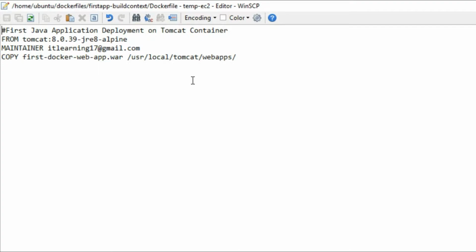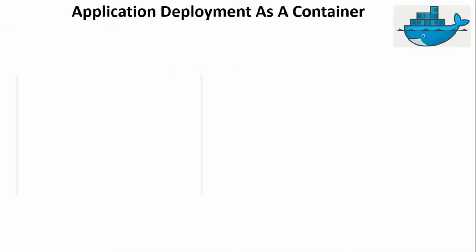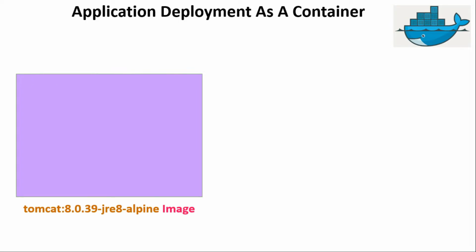Out of which the first line is as usual the Docker file comment line. The second line is related to choosing the base image. And friends, the base image which we took here is Tomcat 8.0 with JRE or Java software already installed inside this image. And friends, the reason why we chose this image as the base image is because this image contains the Tomcat server and the Java software installed inside it on top of Ubuntu operating system.